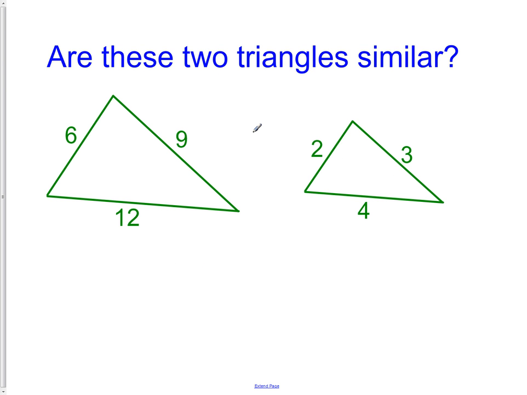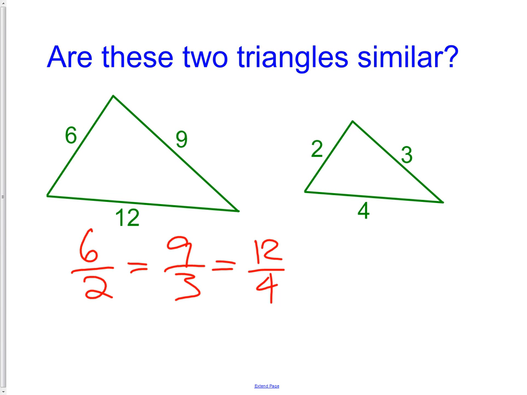Next, we have two triangles. The first triangle measures 6, 9, and 12. The second triangle measures 2, 3, and 4. Now immediately we should hopefully be able to see that the only way these triangles can be similar is through side-side-side. I'll match them up. The shortest side on the first triangle over the shortest side on the second, the medium over the medium, and the large over the large. If we divide all these out, we get 3 equals 3 equals 3. So we would say yes, these triangles are similar because of side-side-side.